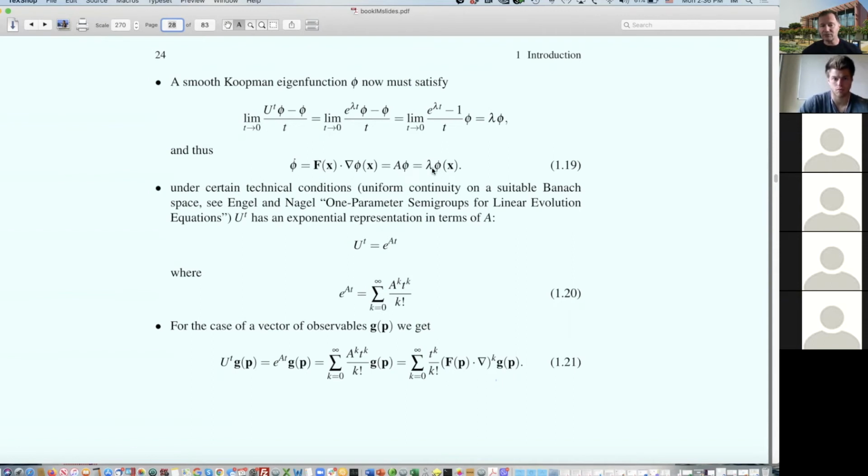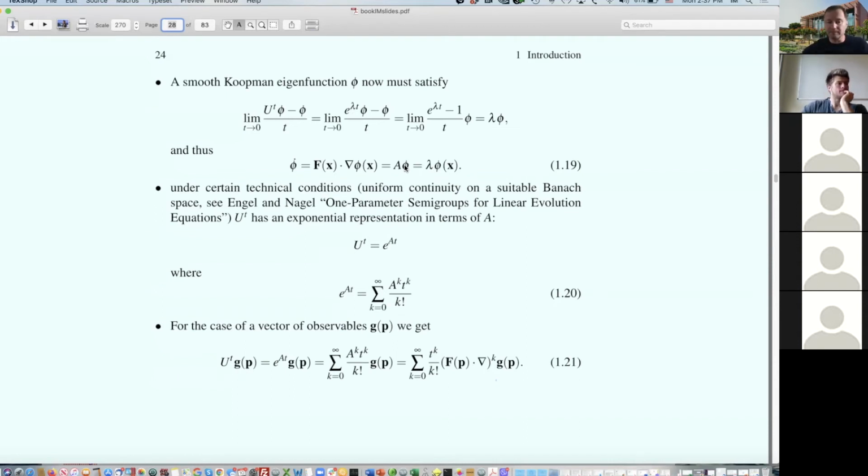Great. This should look familiar. If A was a matrix and phi was a vector, this would just tell you that phi is an eigenvector of A with an eigenvalue lambda. And so now it becomes a little bit clearer why, with U^t phi being e to the lambda t phi, we call lambda an eigenvalue. It's really related to this property of the generator, where now you're seeing the classical eigenvalue, eigenvector expression. Phi here is what is called an eigenfunction, because it doesn't have a finite number of components.